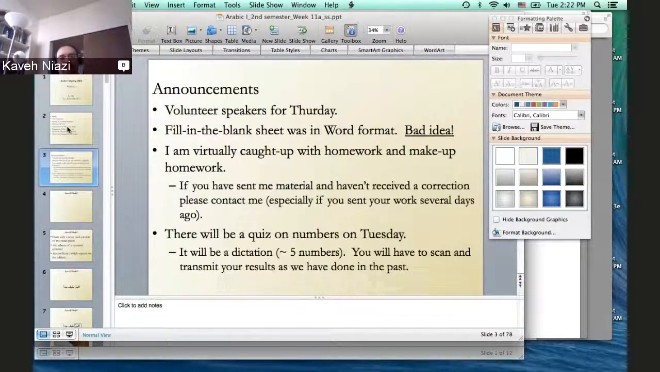As far as numbers are concerned, I'm hoping to have a quiz on Tuesday where I just read out a number and you get to write it in Arabic Indian numerals. So for instance, if I say Ahad Ashar, you write 11, two ones. I just want to make sure that you can recognize them. We're not going to stress them this semester, but we can't not do them at all. So they won't be on the final, but we'll have one quiz where I read out a number in Arabic and you write it in numerals.